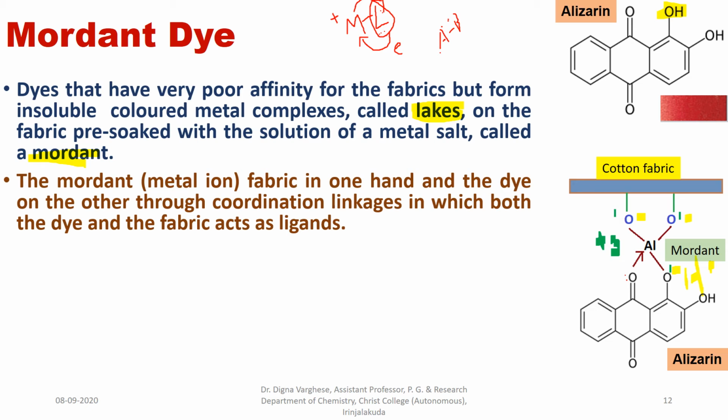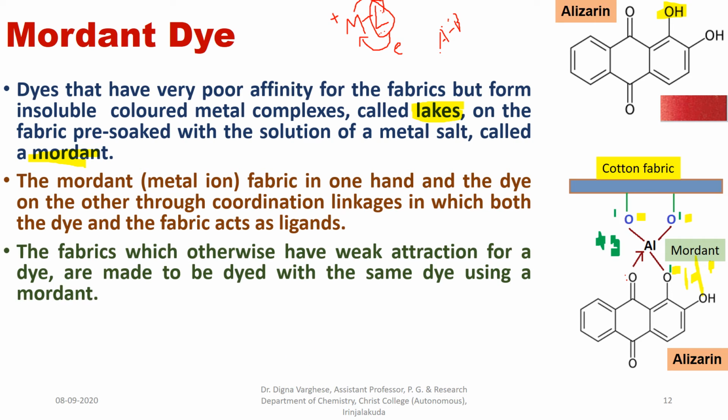Actually the dye, alizarin, has a poor affinity for the fabric, but when the cotton fabric is pre-soaked in the metal salt solution, the dye can directly attach to the fabric through the metal ion. So this type of dye is known as a mordant dye. Here the metal ion, or metal salt solution, acts as the mordant. Fabrics which otherwise have weak attraction for a dye can be dyed with the same dye using a mordant.